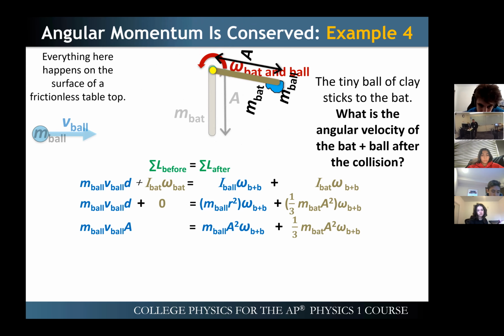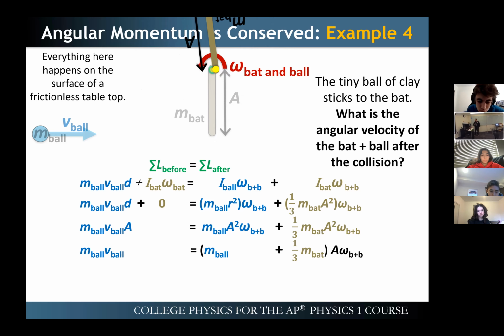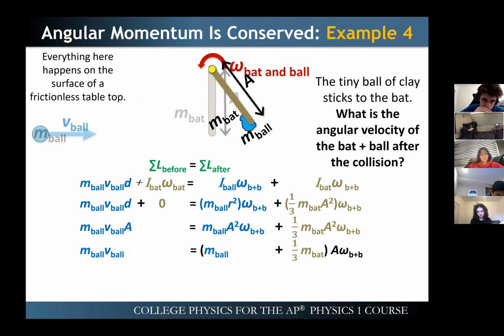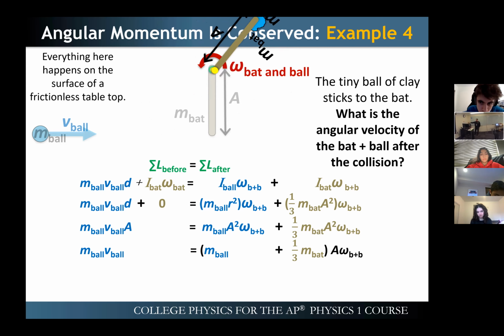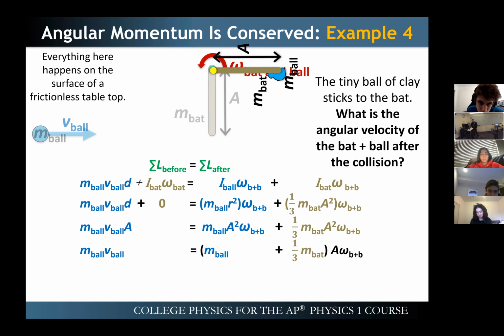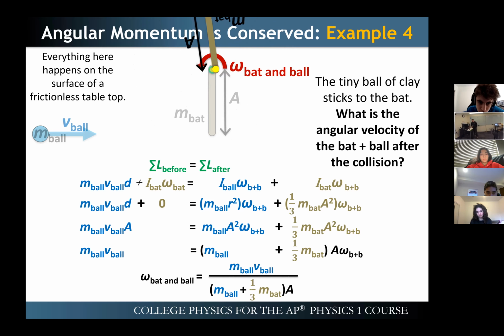So now they can just divide both sides by A, and on the left, the A's cancel, and on the right, they simplify. And the A is the same length for every scenario, so they can factor that out. And on the right side of the equation, the omega is the same for the bat and the ball because they're connected, so we can factor that out. And the question wants us to figure out the omega for the bat and the ball, so we just need to take some algebra and move the m of the ball plus 1/3 m of the bat to the other side of the equation and move the A to the other side of the equation. And we have an equation now that we could use to find the angular velocity of the bat and the ball after they collide. Yeah, Ethan?